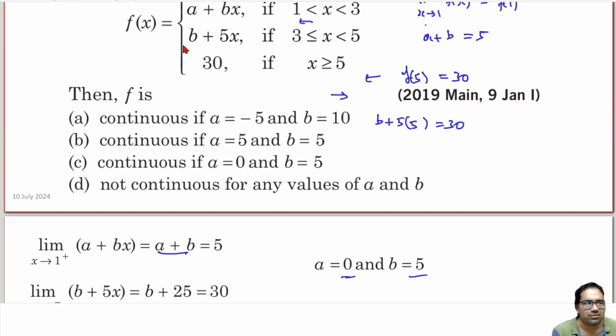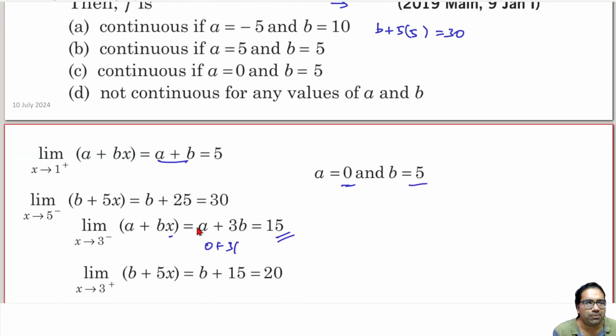That is b plus 5x, b plus 5 into 3. B plus 15 should be equal to 15. But b is actually 5, and 5 plus 15 is actually 20. Right. The left hand limit is not equal to the right hand limit as x tends to 3. The left hand limit we are getting as 15 with this a and b, and the right hand limit we are getting as 20. So definitely this function is not continuous.